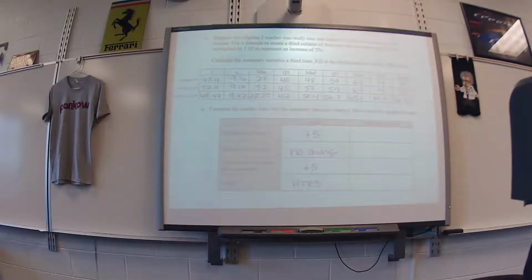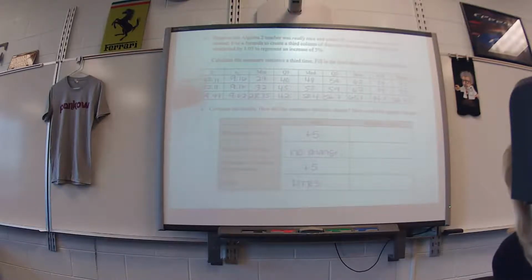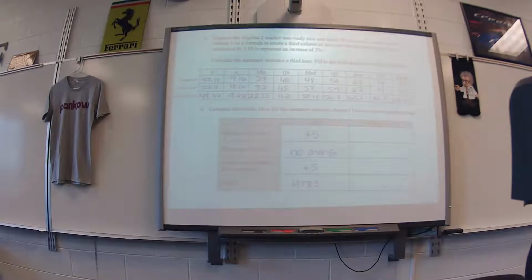So do you notice that everything changed this time when you compare it back to the first row? What do you think everything changed by? How do you think this 47.11 is related to that 49.47? How do you think that 9.16 is related to that 9.62 and so on? What do you think happened?